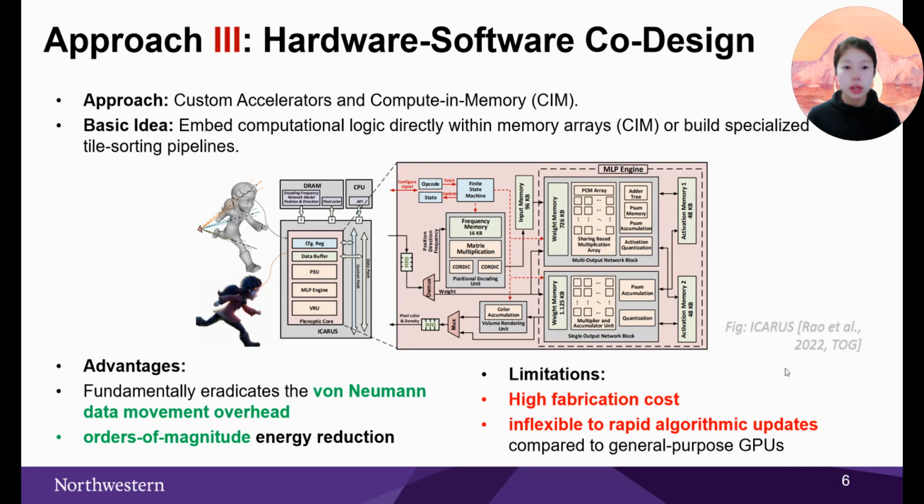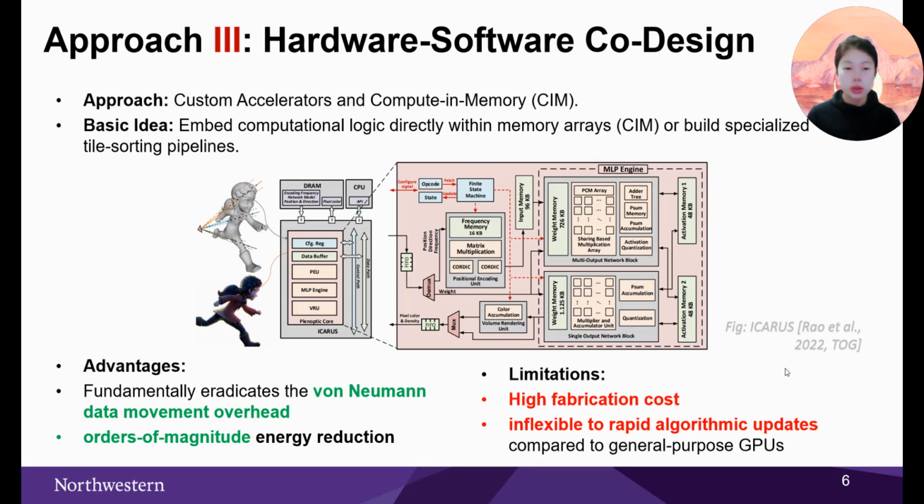So far, we've looked at algorithm-level optimizations, but in many cases, algorithmic improvements alone are not enough to meet real-time performance targets on edge hardware. This brings us to the third and most fundamental direction: hardware-software co-design.